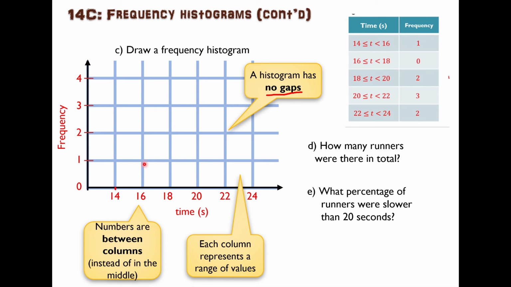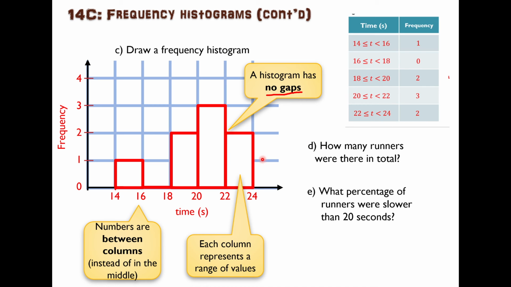There was one runner between 14 to 16, so they go here. One runner scored a time between 14 and 16 seconds. How many runners scored a time between 16 and 18 seconds? None of them. How many runners scored a time between 18 and 20 seconds? 2 of them. So I can go up to 2. How many runners scored a time between 20 and 22 seconds? 3 runners. And how many runners scored a time between 22 and 24 seconds?